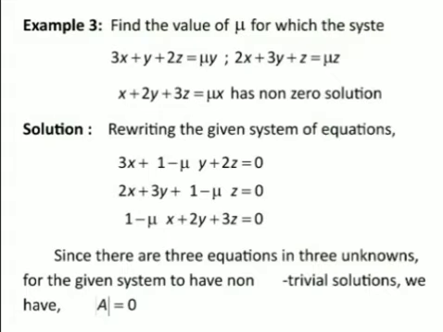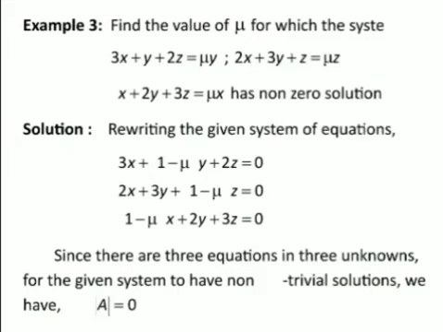Let us take one more example in this. Find the value of mu for which the system 3x plus y plus 2z is equal to mu y, 2x plus 3y plus z is equal to mu z, x plus 2y plus 3z is equal to mu x has a non-zero solution, meaning a non-trivial solution.